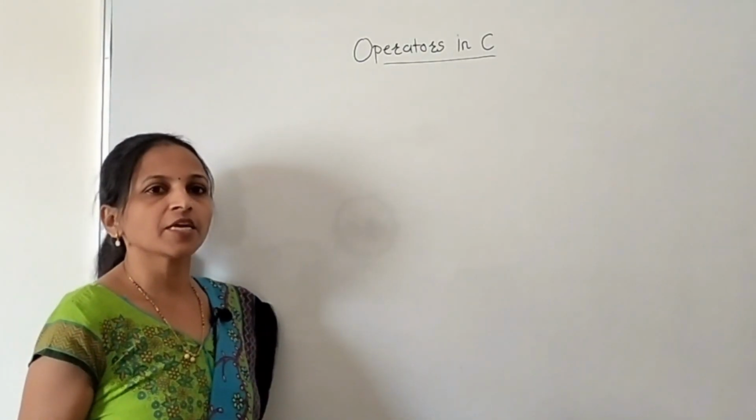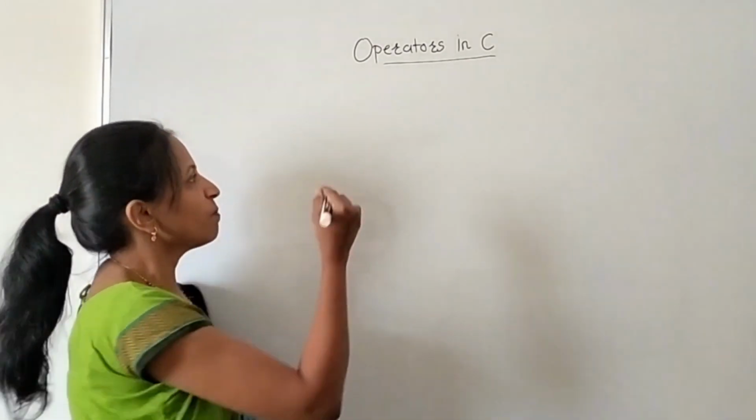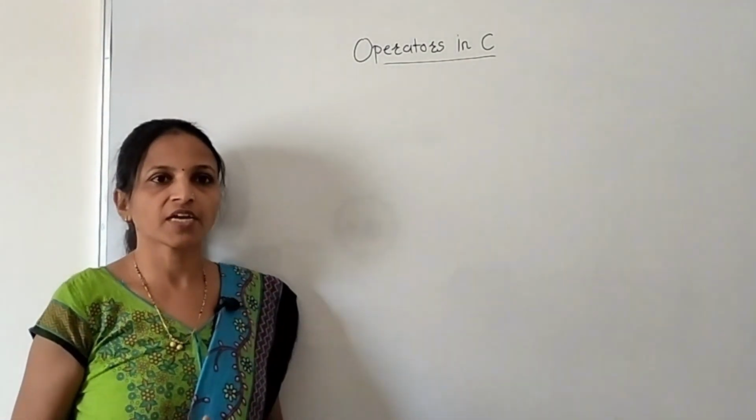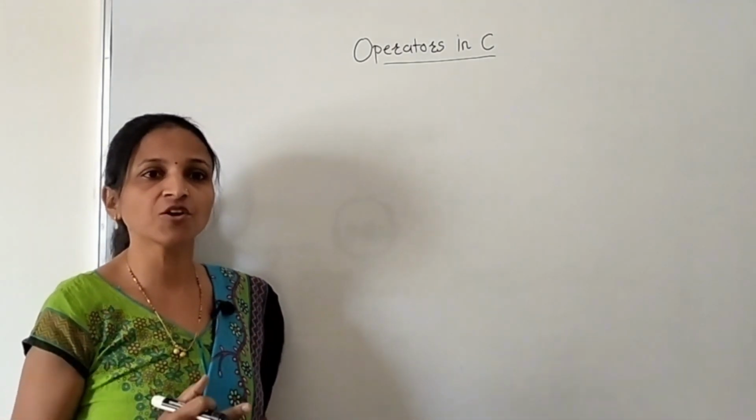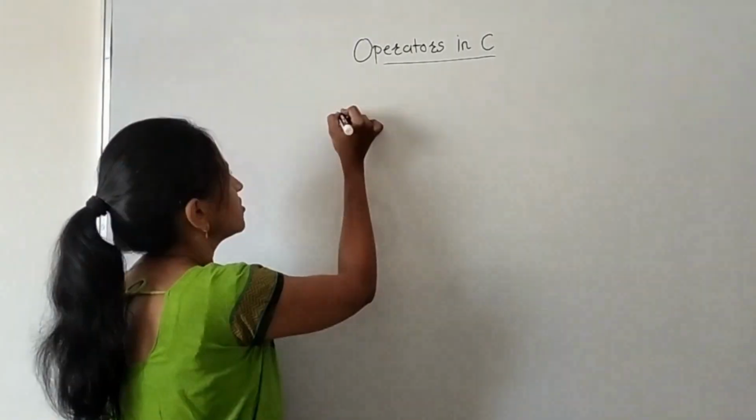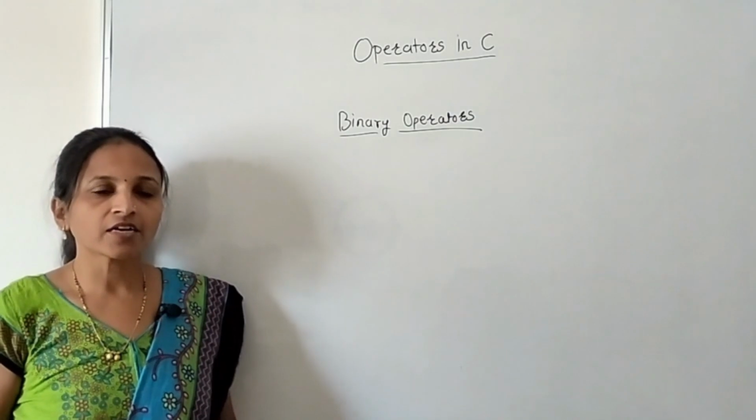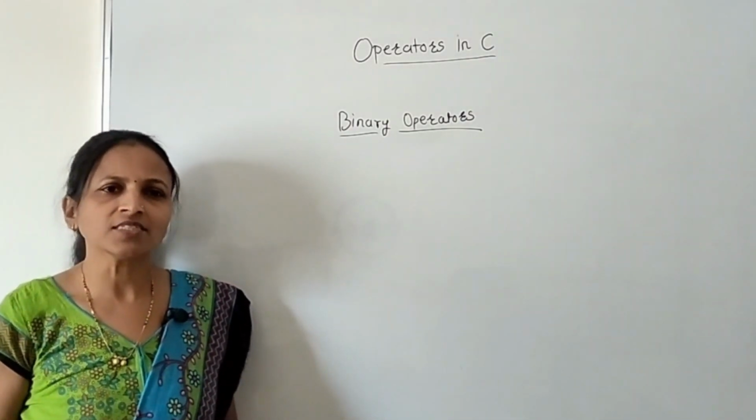Now the next type of operators, that is binary operator. Okay, now I am going to explain binary operator in C language. See, the operators which are acting on two operands are called binary operators.